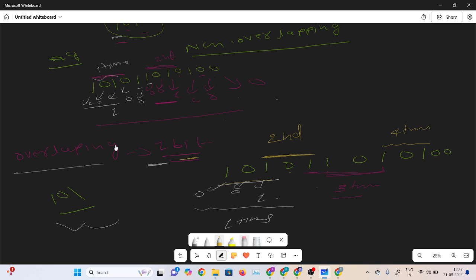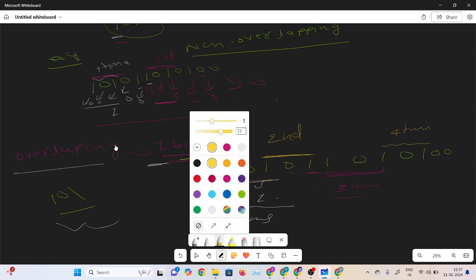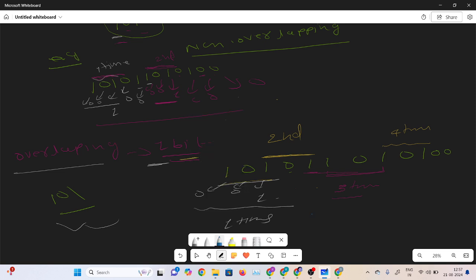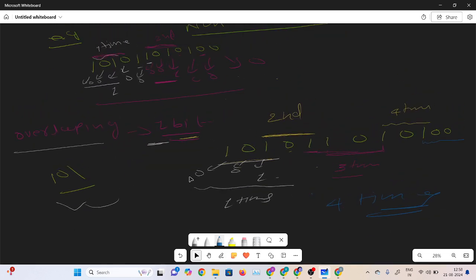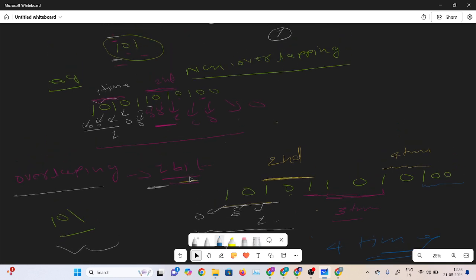And this is the case of overlapping. Then it will start from this one, and 100 is not matching. So the total matching is four times for the sequence. I hope you understood well. So this is the basic introduction video of the sequence detector.